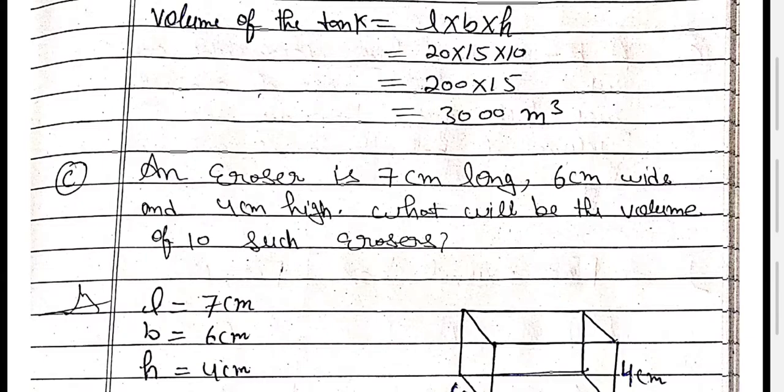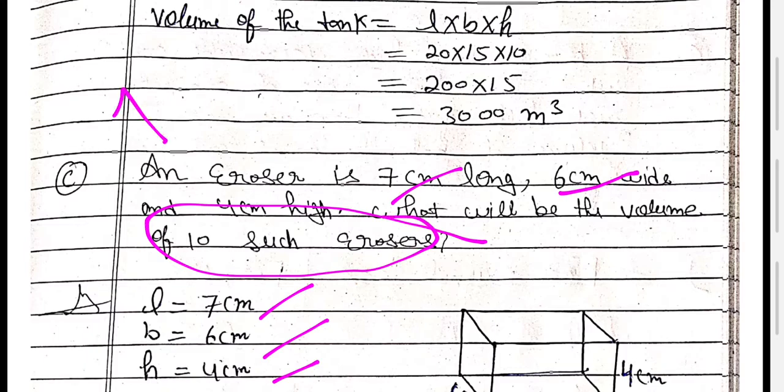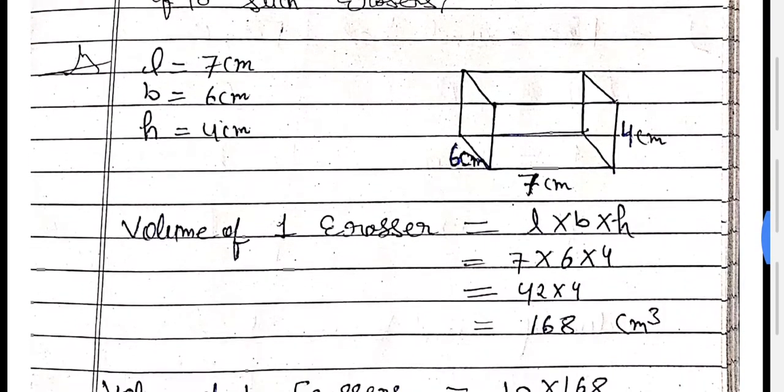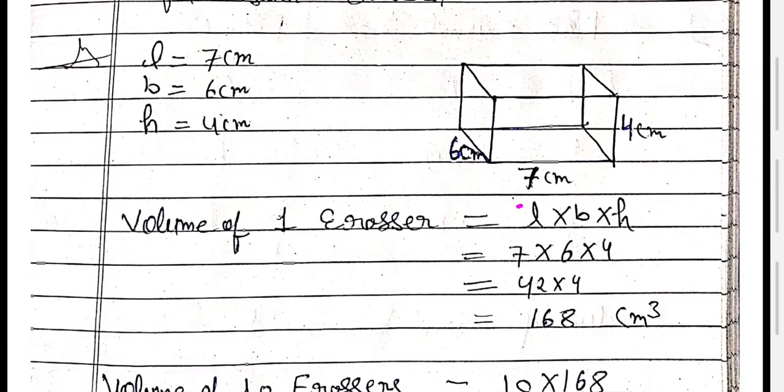An eraser is 7 centimeter long, 6 centimeter wide, and 4 centimeter height. So length is 7, breadth is 6, and height is 4. What will be the volume of 10 such erasers? First find the volume of one eraser. When you find the one, then multiply by 10, you will get the volume of 10 erasers. So I am drawing an eraser here, length is this, breadth is this, and height is this. So the volume of one eraser is equal to L into B into H.